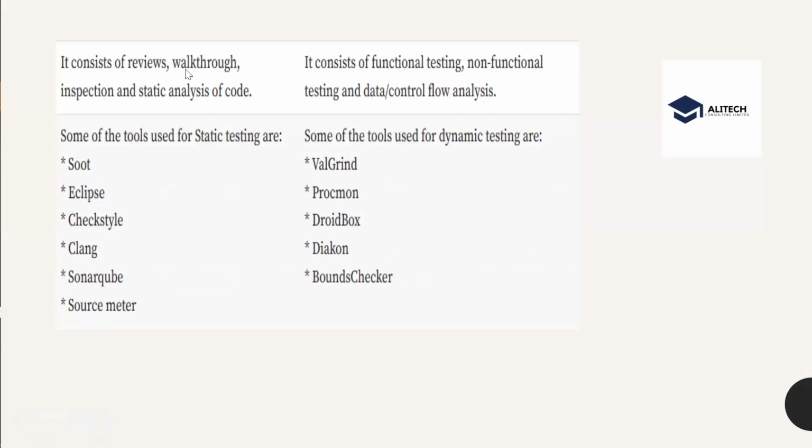Static testing consists of reviews, walkthroughs, inspection, and static analysis of code. Dynamic testing includes functional and non-functional testing, control flow, white box, black box, and all. These are the tools used for static: Checkstyle, Eclipse, Clang, SonarQube, Source Meter. For dynamic, depending, you have Valgrind and others. Some of the tools that we use for static testing, normally I would use Confluence for my documentation. You can also use Jira. Then for dynamic, you have your test cases already, and you can be conducting your manual tests and all.